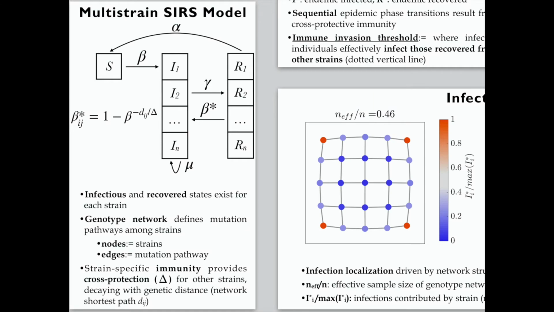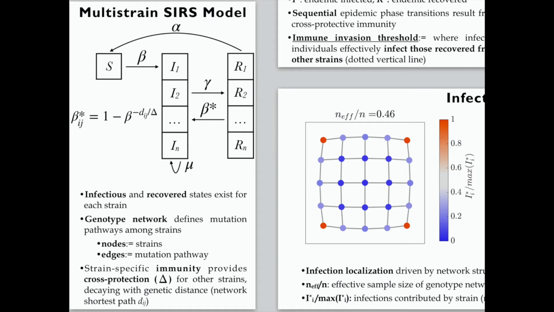We developed a multi-strain model with an infectious and recovered state for each strain, and infections may progress from one strain to its genetic neighbors as defined by the genotype network, in which nodes represent strains connected by edges that link strains differing by just a single mutation. Cross-protective immune effects are also included, governing the process by which immunity towards one strain protects against others.